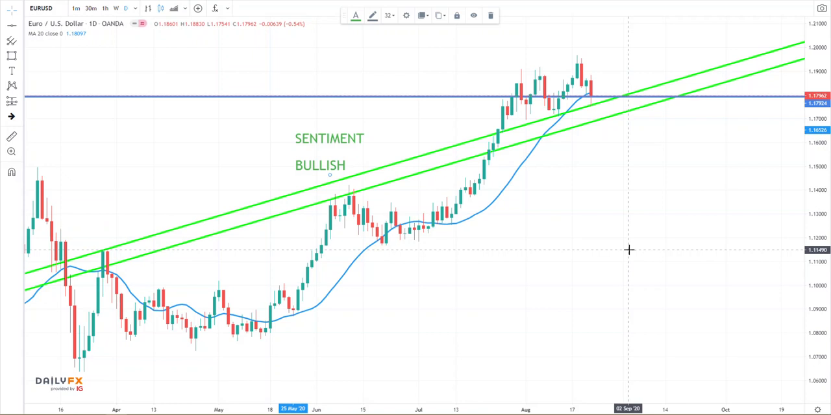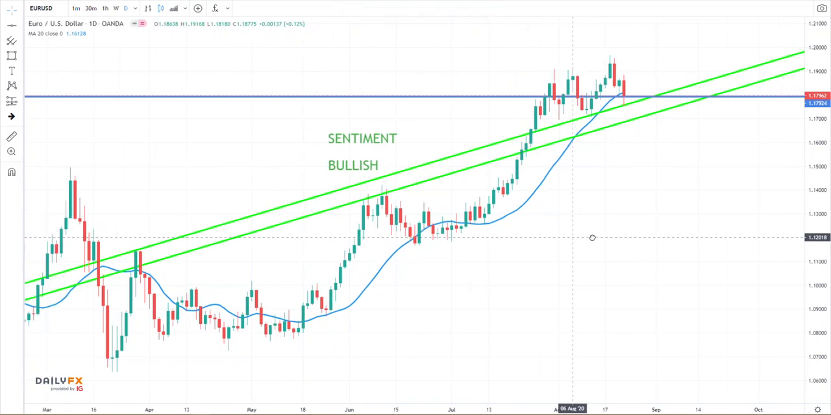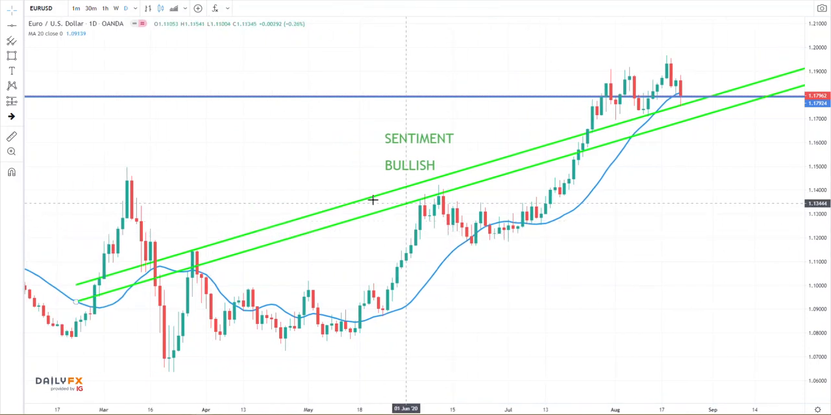Okay, so from a high level point of view, I am bullish on Euro USD. Let's talk about the whys behind that. So here's the daily chart, and really what I've mapped out is kind of a parallel trend channel that goes along the tops of this recent bull trend.